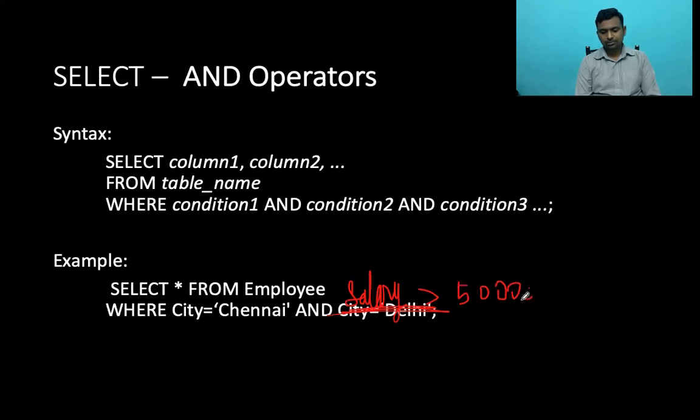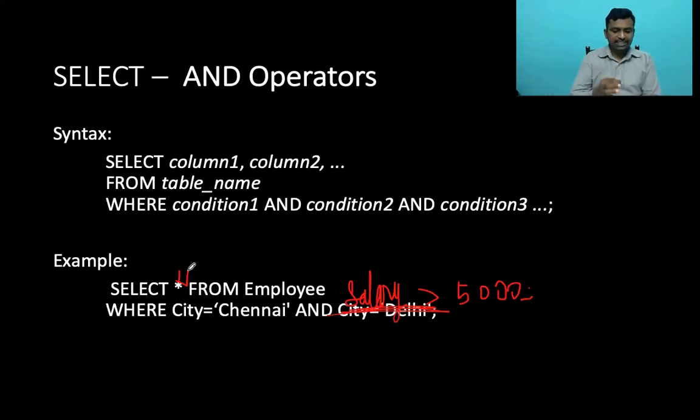And put a semicolon. Now what this command will do, this will go and fetch all the columns. Why all the columns? Because I've given star. So when I say star, it will go and fetch all the columns based on the condition. What is the condition? The person should be living in Chennai and his salary should be greater than 5,000. So when I say and, both the conditions must be satisfied. If at all people are there in Chennai, but no one is getting salary greater than 5,000, no rows will be selected. It will be empty, right?